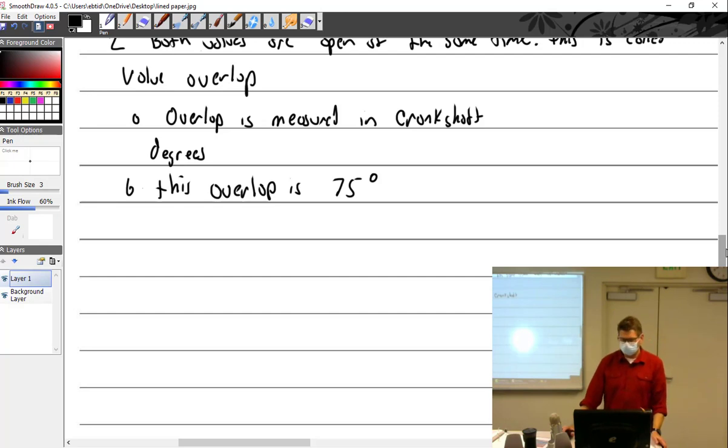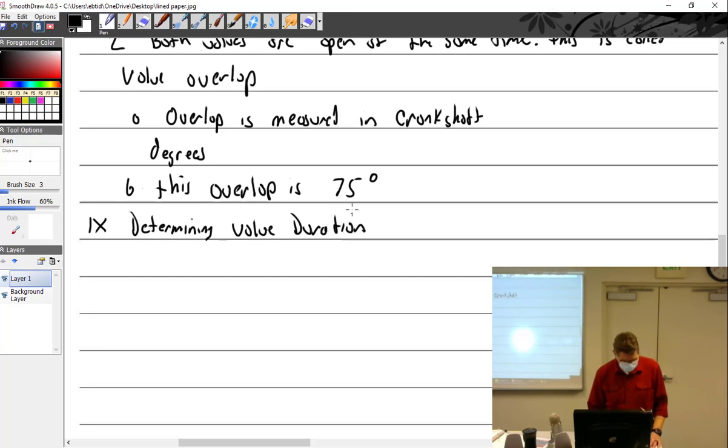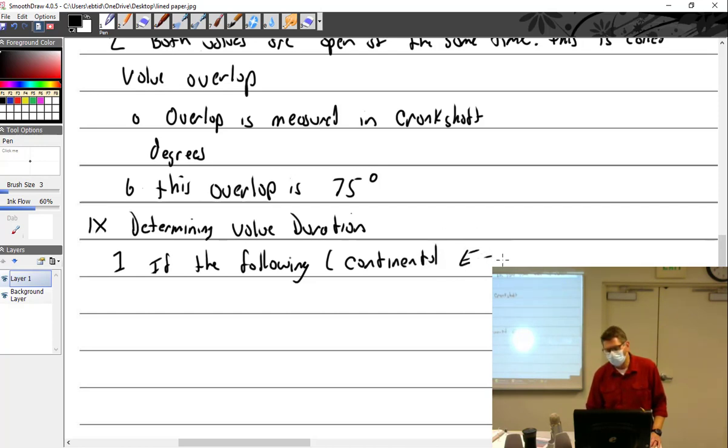All right, everybody's caught up? All right, let's try an example here. We're going to do this. Determining valve duration. If the following, and I believe this is off of a Continental, that's an engine manufacturer, E185.